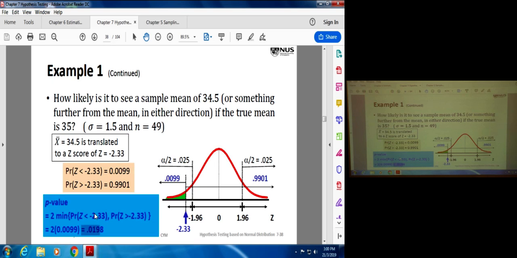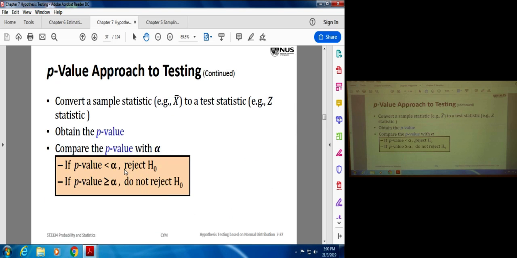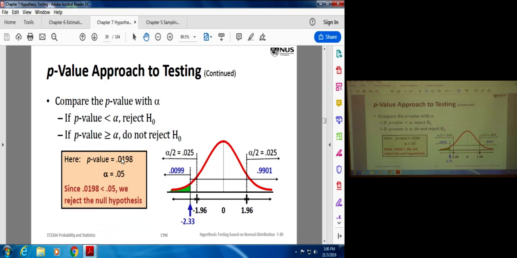In this case, we have a two-sided test. In the one-sided test, it's a bit different, but we're considering a two-sided test. So in this case, our p-value is 0.0198, but our level of significance was 0.05, or alpha over 2 is 0.025. So we're in a situation where the p-value is less than alpha, so we reject the null hypothesis. As it says here, you compare the p-value with alpha. If the p-value is less than alpha, you reject, and if it's bigger than alpha, you don't reject. Here we've got 0.0198, alpha is 0.05. Obviously, this one is less than this one, so we reject the null hypothesis.